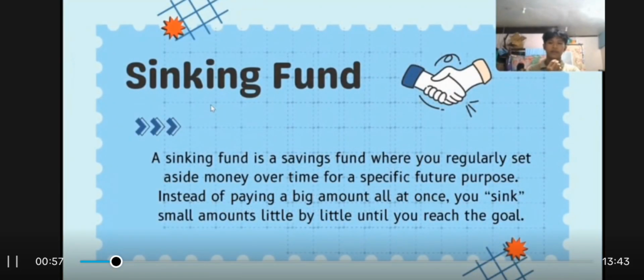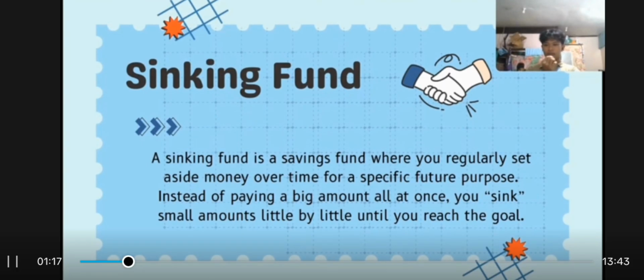What is a sinking fund? A sinking fund is a savings fund where you regularly set aside money over time for a specific future purpose. Instead of paying a big amount all at once, you sink small amounts little by little until you reach the goal. The purpose of the sinking fund is to set aside money regularly so that you can accumulate a specific amount in the future.